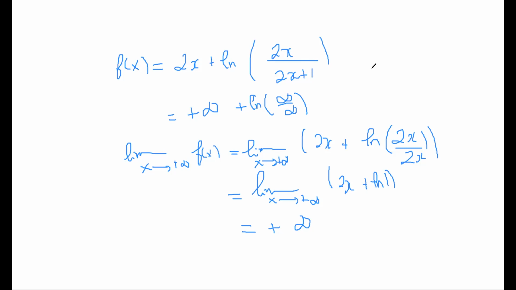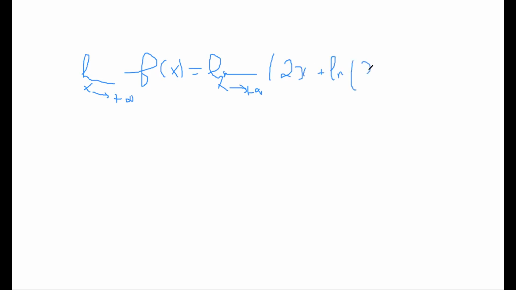Okay, if we use Hopital's rule, how do we apply it? Derivative. Derivative, how does it become? No, we don't differentiate this part, we leave it like this. If we are going to use Hopital's rule, we had here the limit of f(x) as x tends to plus infinity, equals the limit as x tends to plus infinity of 2x plus ln(2x over 2x plus 1).